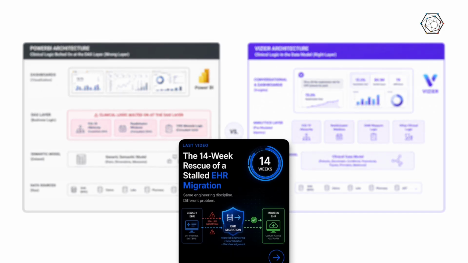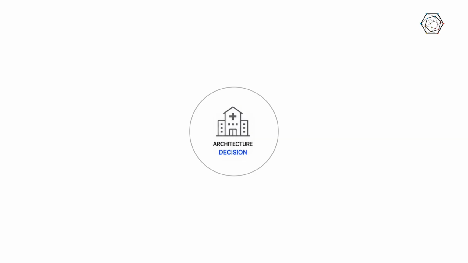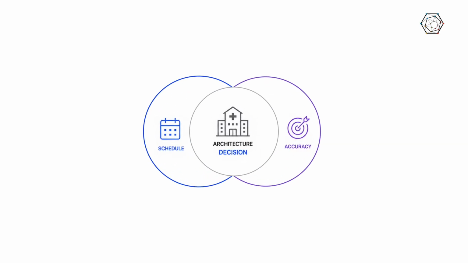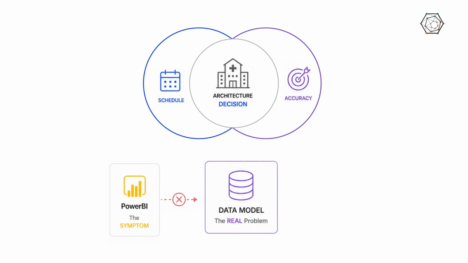The same principle from the first video on EHR migration. The architecture decision is the schedule decision. The architecture decision is also the accuracy decision. The hospital we worked with did not have a Power BI problem. They had a data model problem. Power BI was the symptom.